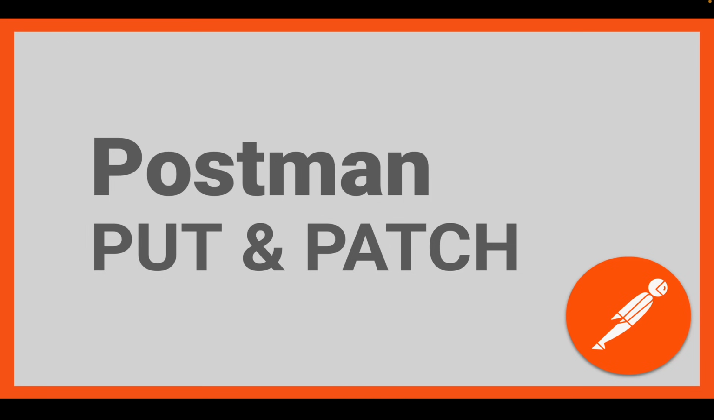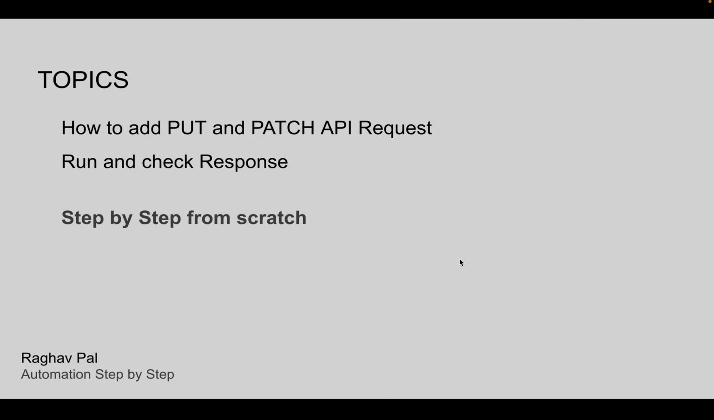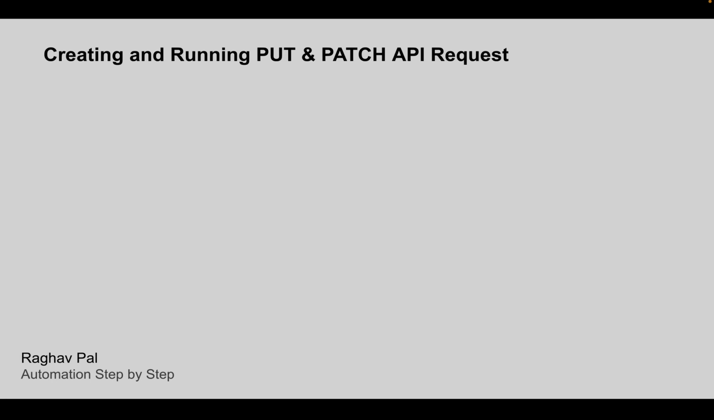Let us also see PUT and PATCH. I have already told you the difference: PUT and PATCH are both for changing, modifying or updating the resource. In case of PUT, we completely replace the resource with the new data that we send in the body, but in case of PATCH it is some minor changes and we do not completely replace the resource. So let us see how we create PUT and PATCH API requests.